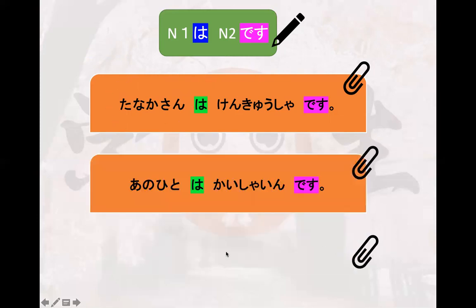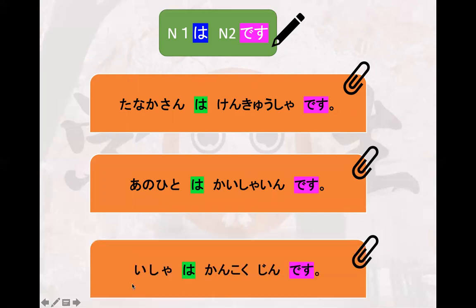Second example, ano hito wa kaisha desu? Third one, isha wa kankokujin desu. So these three examples are noun sentence. So ibig sabihin, lahat siya ay mayroong noun 1 at noun 2. Now, let us try to translate it in English para mas madali natin maintindihan.